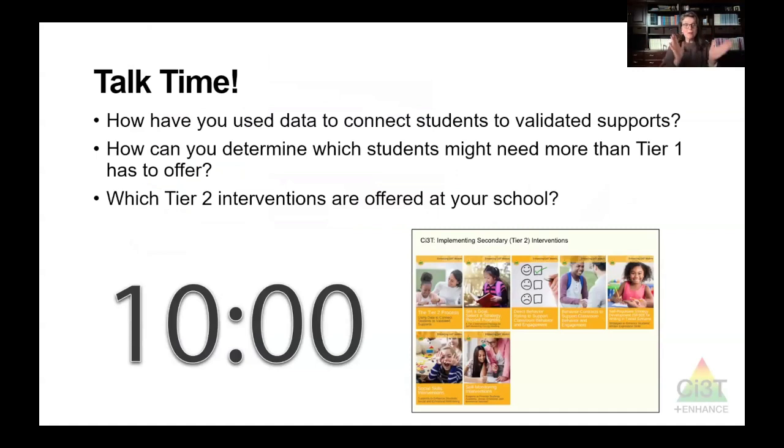So right now, we are going to play the school game. I'd like you to answer these questions. How have you figured out who needs what? Have you used data before to make decisions about how to connect kids to some of those supports that you were just mentioning? How are you determining who needs more? And then what is currently offered at your school? Do you have a menu of supports? What's that looking like for you? All right, let's go do it.